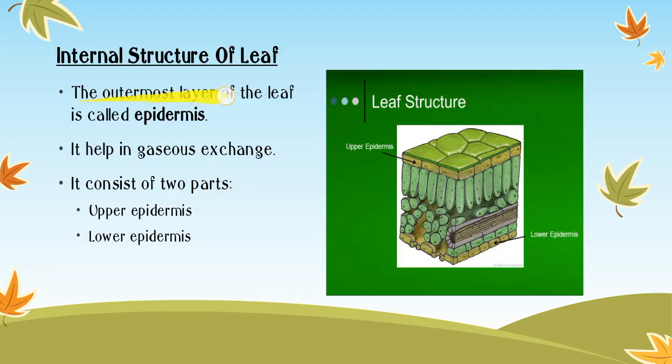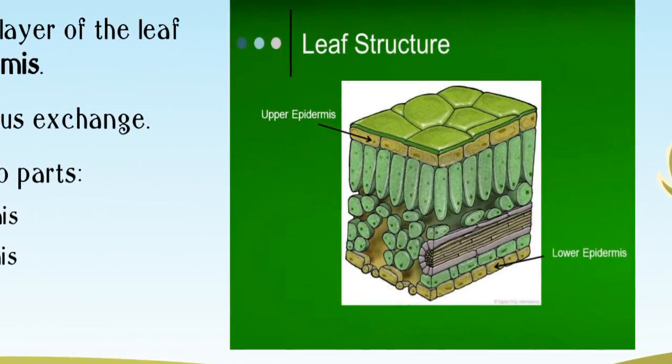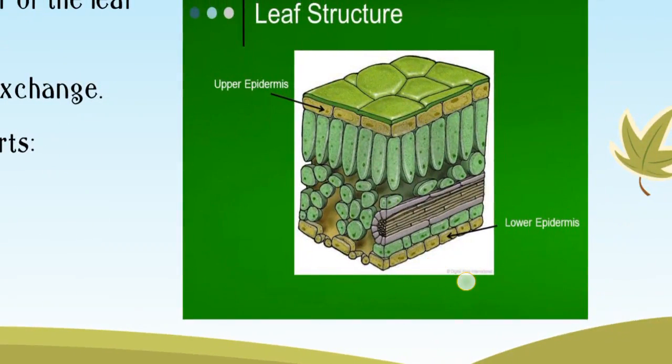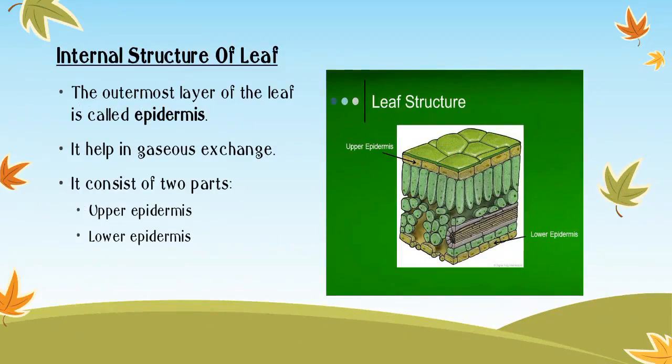The outermost layer of the leaf is called the epidermis. Leaves have different layers. The epidermis helps in gaseous exchange. It is involved in the exchange of gases in and out of the leaf. It consists of two parts, the upper epidermis and the lower epidermis. Here you can see in the diagram, there is the upper epidermis and here you can see the lower epidermis. These are the two layers of the epidermis.